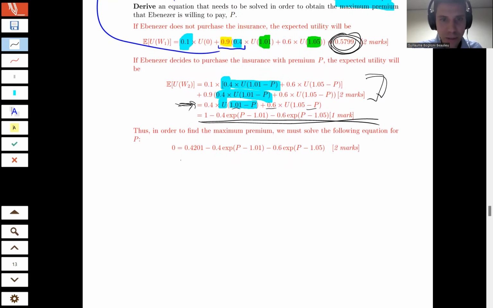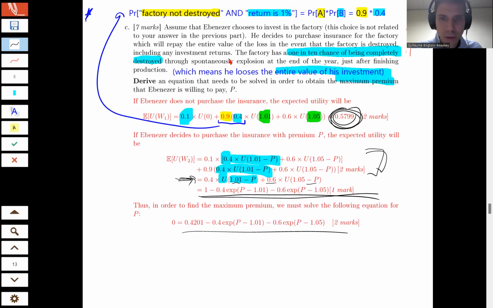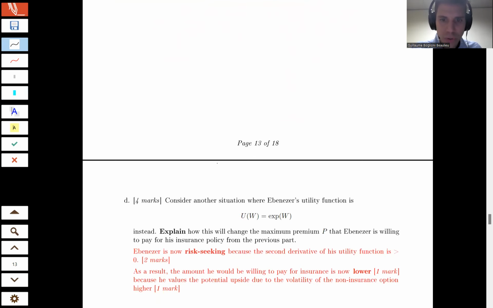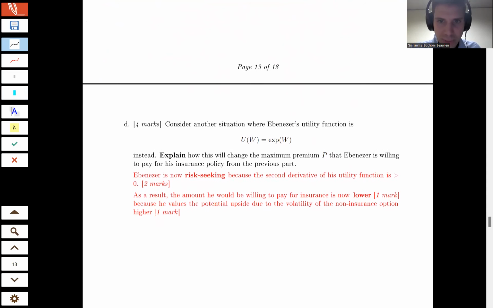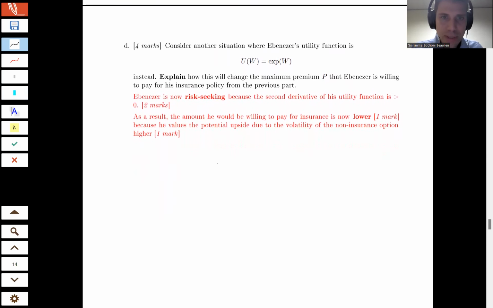So that's it. I think you will need to solve this equation, but it's a complicated equation, so you need some sort of numerical way, like the Excel solver, to solve this. And the last subpart, hopefully that was a little bit clear. The last subpart is simply a small conceptual question.